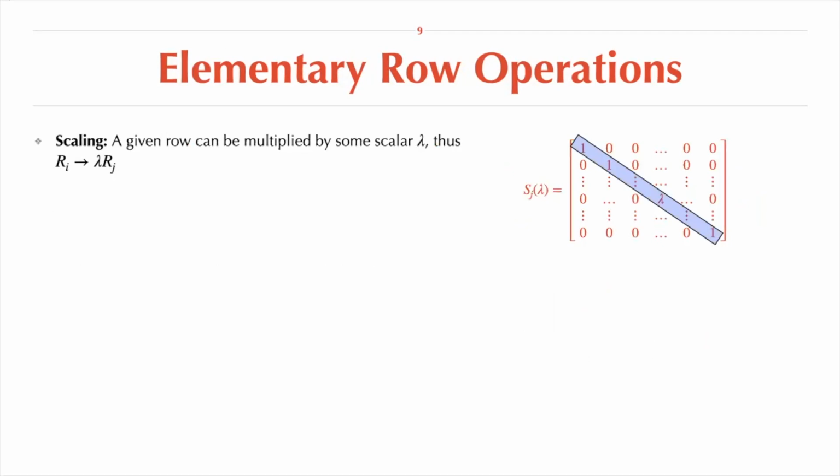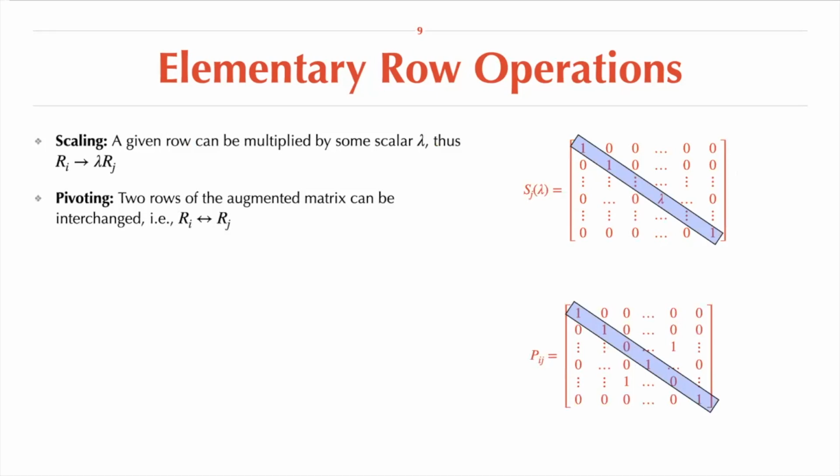One is scaling, in which you multiply a given row by a given number. So let's say here I have multiplied the jth row by scalar lambda. So this is the matrix that you should multiply the augmented matrix with. If you do this, the jth row will be multiplied by the scalar lambda. The other one is pivoting. Pivoting means that you want to interchange any 2 given rows. So let's say if you want to interchange Ri and Rj rows, then you perform this elementary row transformation, and it also has a very specific form of the matrix. You multiply this matrix with the augmented matrix and you get your rows interchanged.